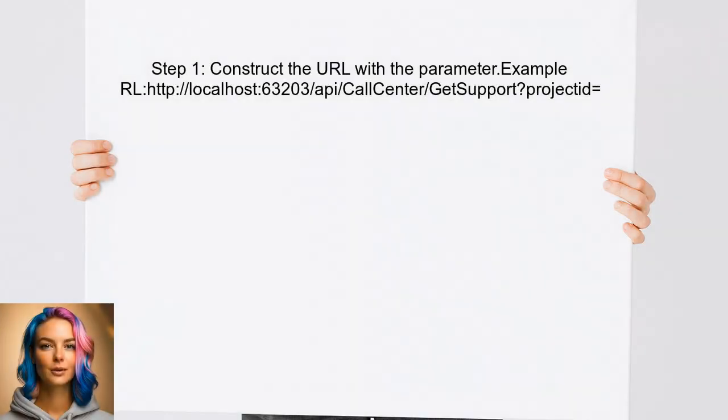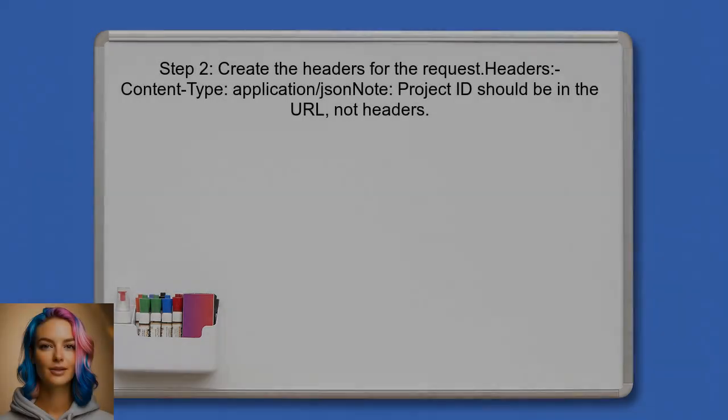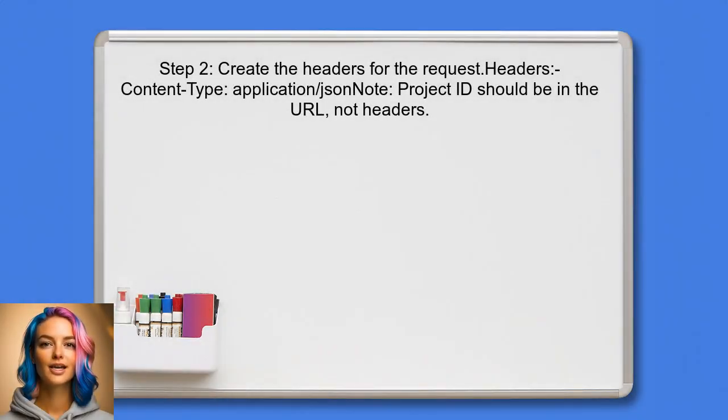To make an API call with a parameter using the HTTP GET method, the user should start by constructing the URL with the parameter included. This is essential for the server to recognize which project ID is being requested. Next, the user should create the headers for the request. This includes setting the content type to application JSON. However, the project ID can be passed as a query parameter in the URL instead of in the headers.